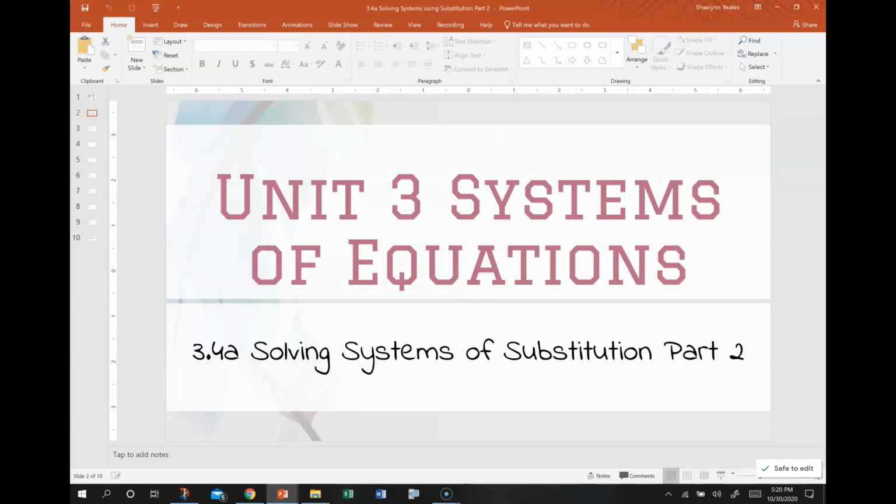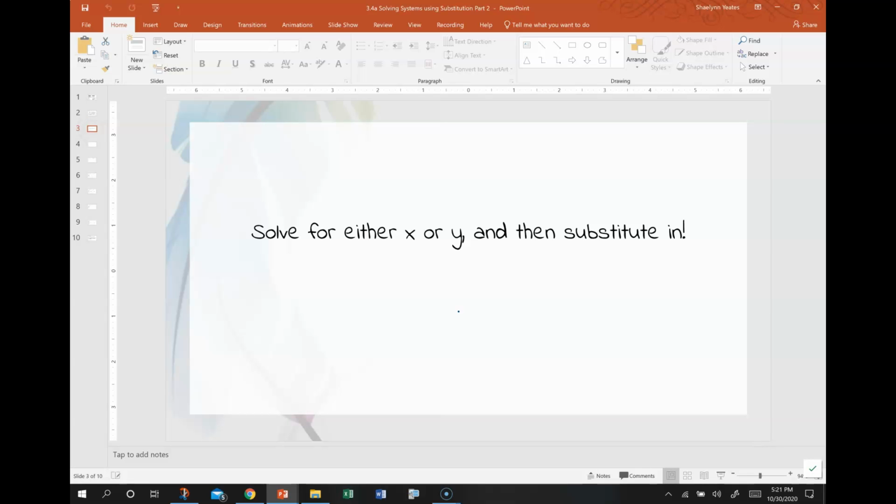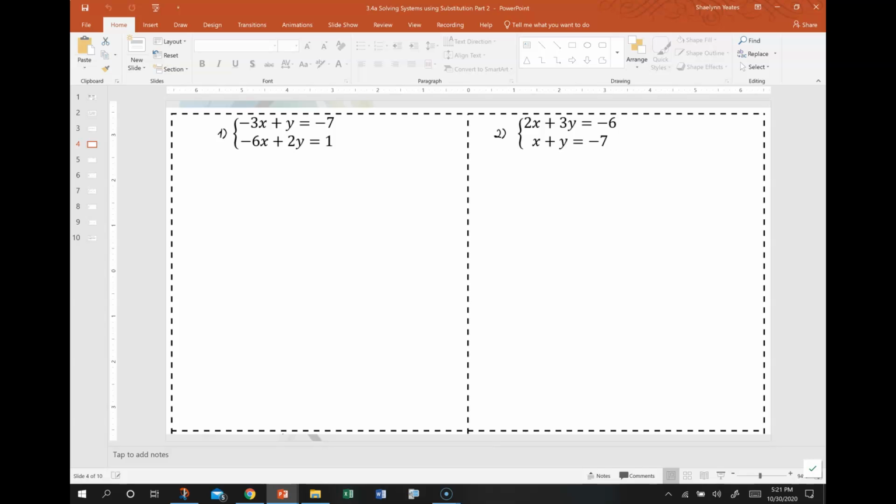Alright, so today we're talking again about solving systems using substitution. Remember, you need to have one of the equations solved for either x or y, and then you substitute that piece that it equals into the other equation. Okay, so here, neither equation is solved.